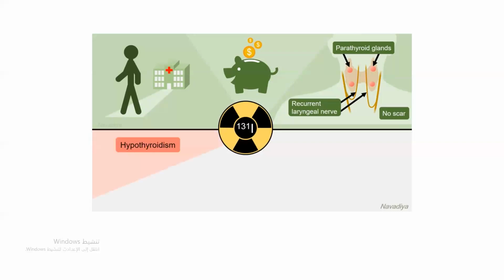There is risk of hypothyroidism as a side effect. It takes long, 2 to 3 months, till hyperthyroidism is completely controlled. And it is not suitable for children, as children are more likely to develop hypothyroidism later in their life.